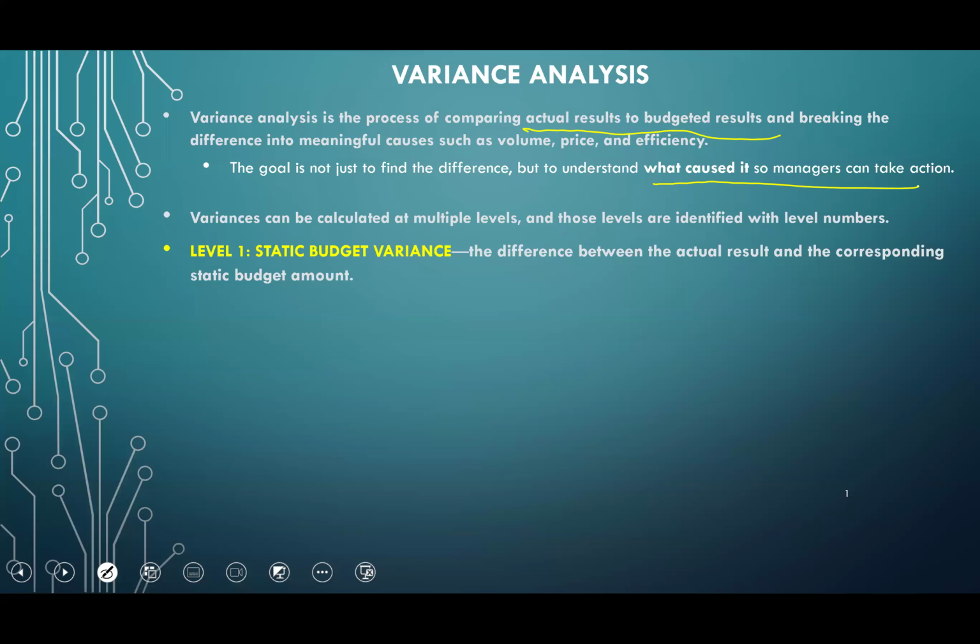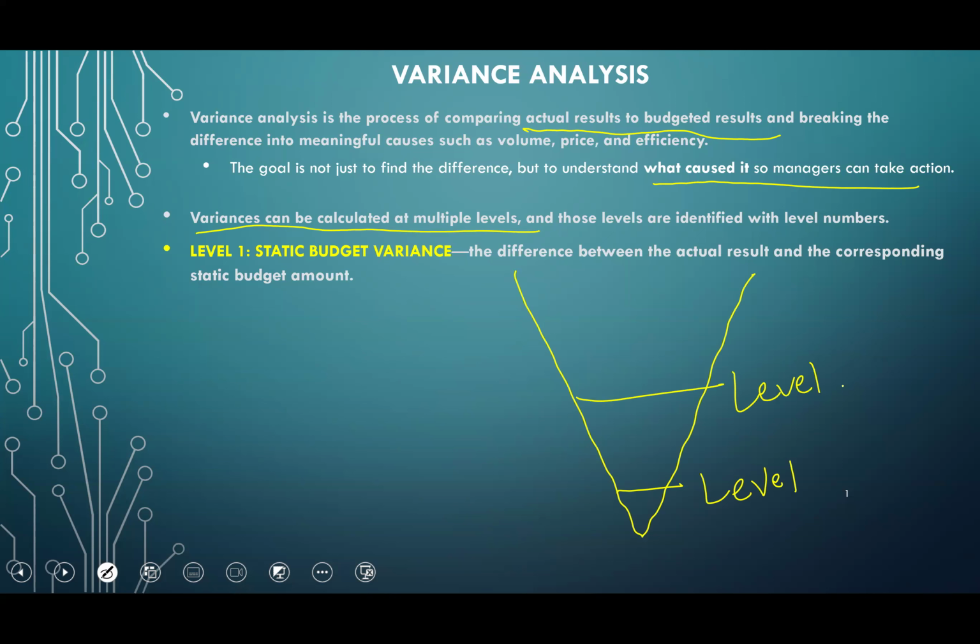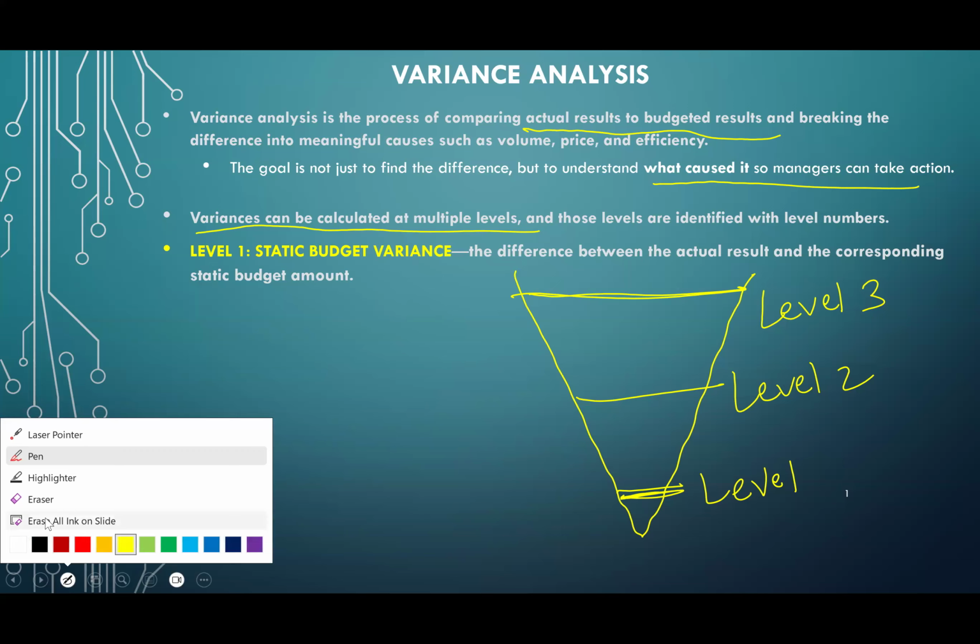Variance can be calculated at multiple levels. I am going to draw a big V for you. We typically start with level 1, then go to level 2, and finally end at level 3. Level 1 is the narrowest part of my V and level 3 is the most expanded part, meaning we are going to keep expanding our analysis as we go along.